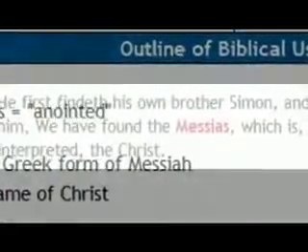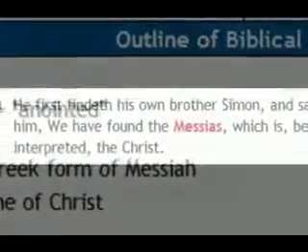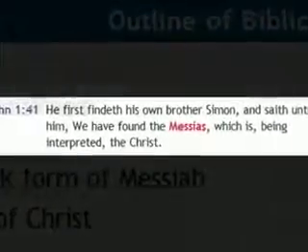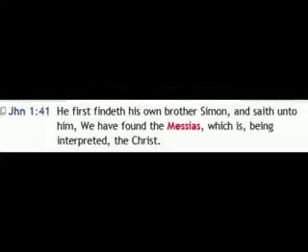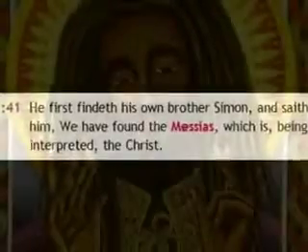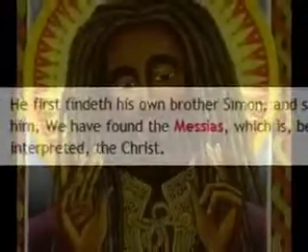Now, the next thing that we want to just make a mention of is that most folks forget that before this time in the Gospels, before John chapter 1 verse 41, Yehoshua, his Hebrew name, or Jesus, his Greek name, was known as Jesus of Nazareth, Yehoshua of Nazareth.